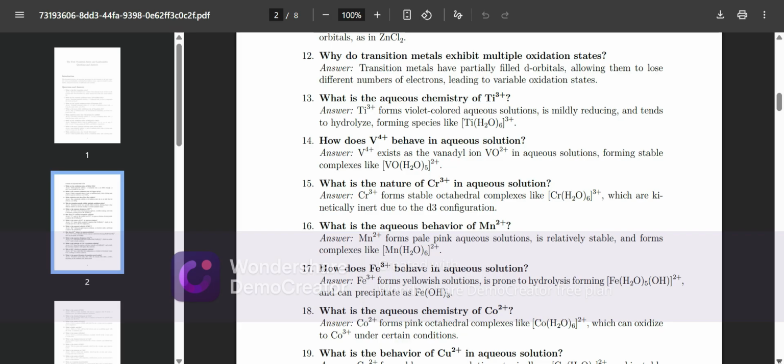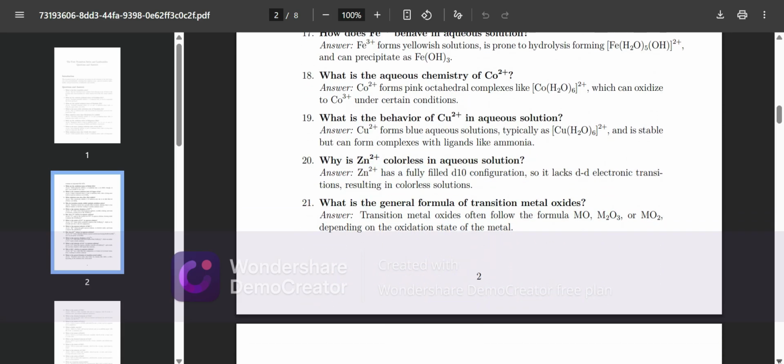What is the aqueous behavior of Mn2+? Mn2+ forms pale pink aqueous solutions, is relatively stable and forms complexes like [Mn(H2O)6]2+. How does Fe3+ behave in aqueous solution? Fe3+ forms yellowish solutions, is prone to hydrolysis, forming [Fe(H2O)5(OH)]2+, and can precipitate as Fe(OH)3.